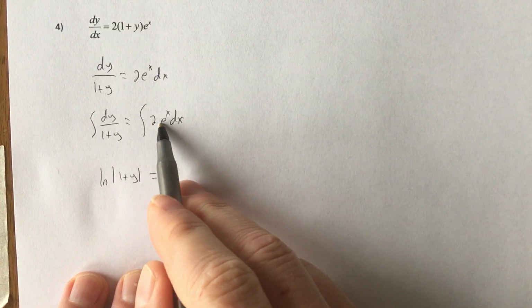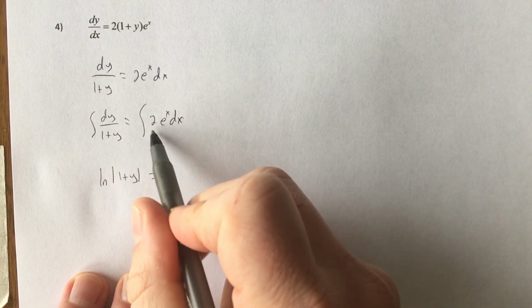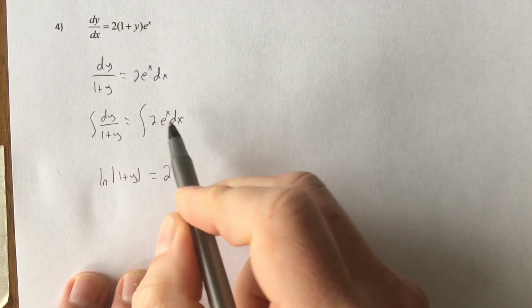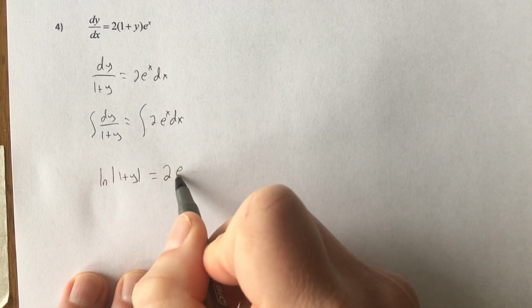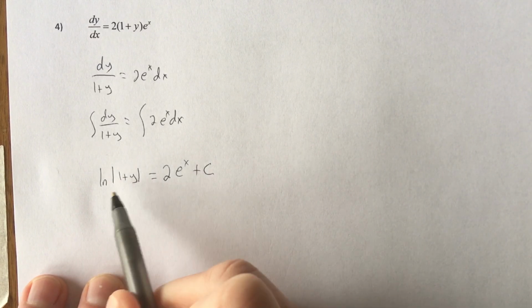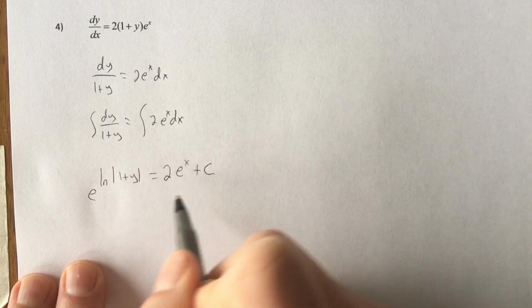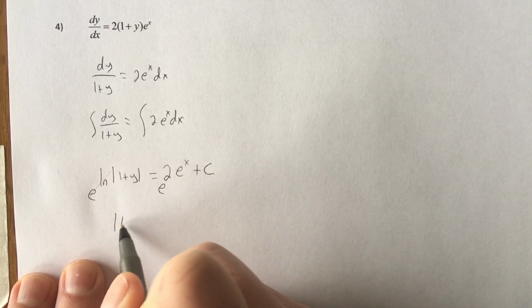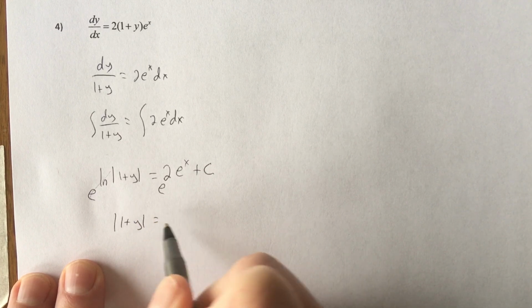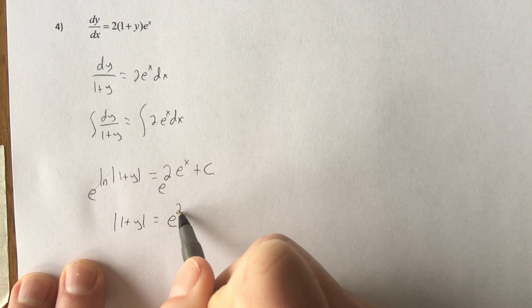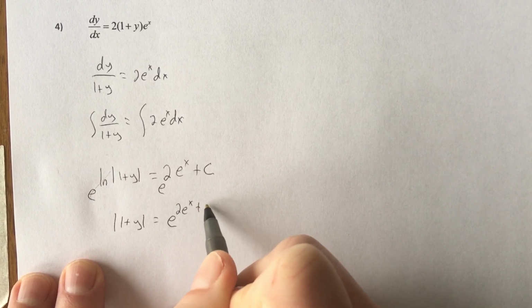Over here, the integral of 2e to the x, 2 is just a constant, so it hangs out. The integral of e to the x is just e to the x. So that's not too bad. Okay. Now what we have to do is get y by itself. So we're going to raise both sides to the power of e. That cancels here, and gives us the absolute value of 1 plus y equals, and this is going to look really weird, e to the 2e to the x plus c.